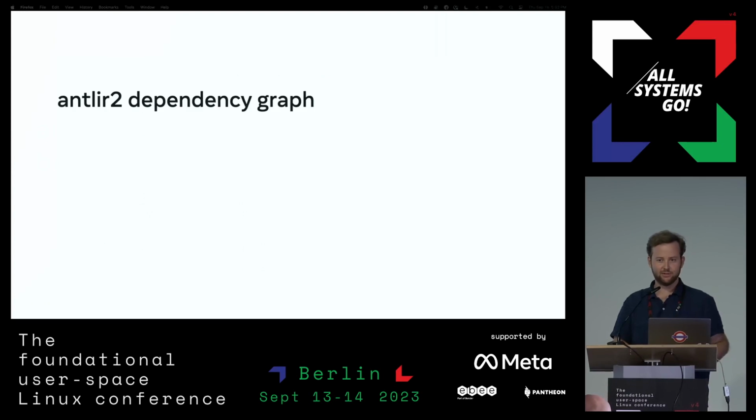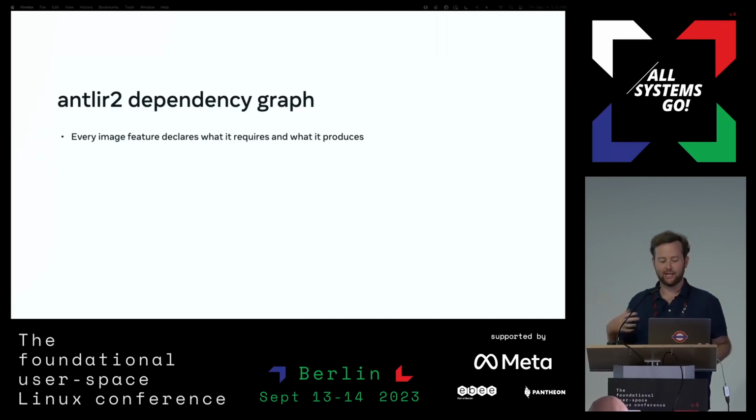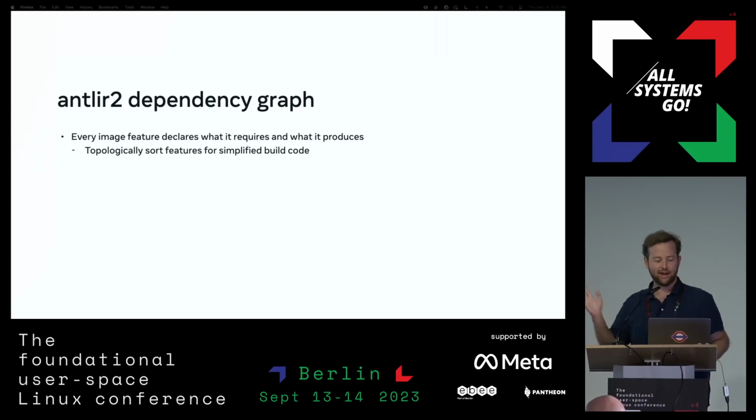So we can achieve most of the safety goals and reproducibility that I was talking about with a special file system aware dependency graph that we implemented in Antler2. And so the key component of this is every part of this image API fully declares all of the file system attributes and users and things like that it requires and that it produces, which means that we can topologically sort the graph so that we know that everything is satisfied, and we can have very simple build code because we know that everything has been done in the right order already.